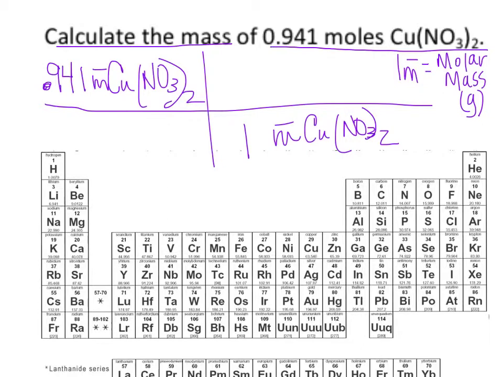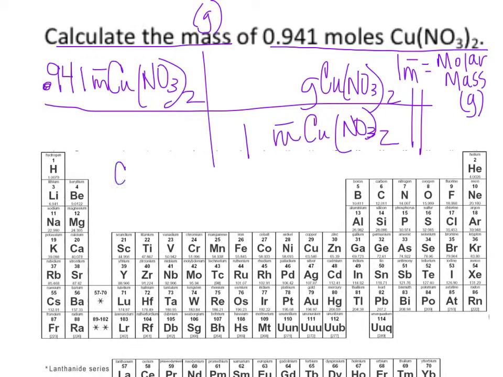And then in order to convert to grams, which of course mass is in grams, and you should always know that, you are going to have to solve for the molar mass. And in order to do that, you are going to have to calculate the mass of all of the components of copper nitrate added together.